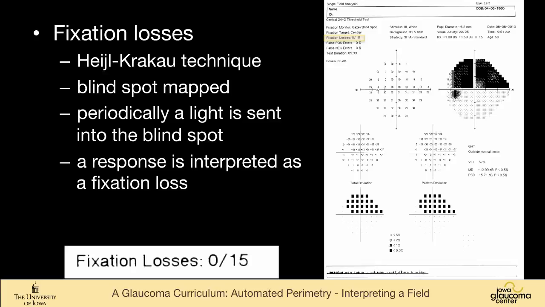And you can see this patient has 0 of 15 fixation losses. Fixation losses, for me, are the least important of these parameters. Sometimes the test is not done in a way that they accurately measure the blind spot, or some people have very small optic nerves. So if the rest of the parameters are great and the fixation losses are a little high, I often will interpret that field and consider it usable.